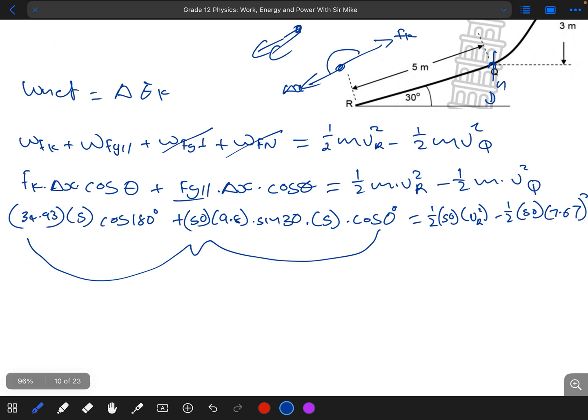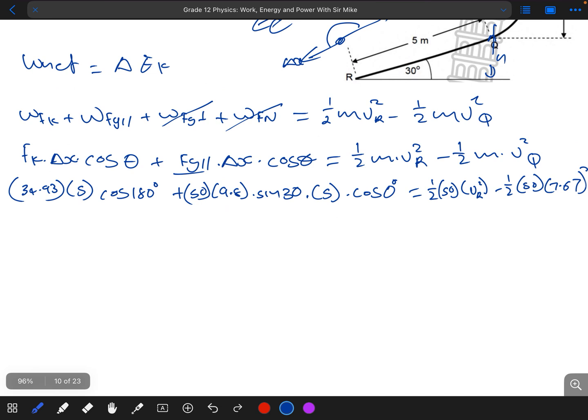what you're simply going to get is 937.6267, and so on. I'm not going to round that off early. Now first, if I take half multiplied by 50, I'm going to get 25 VR squared.